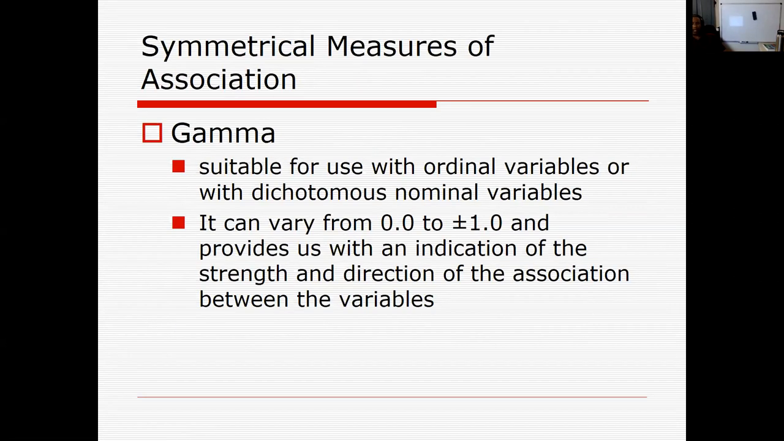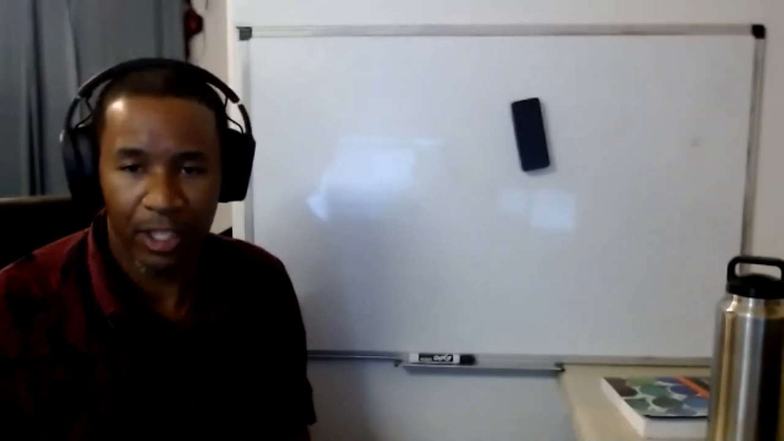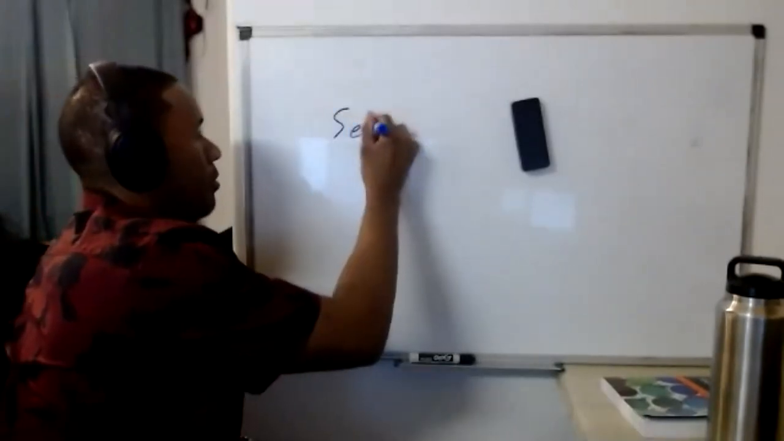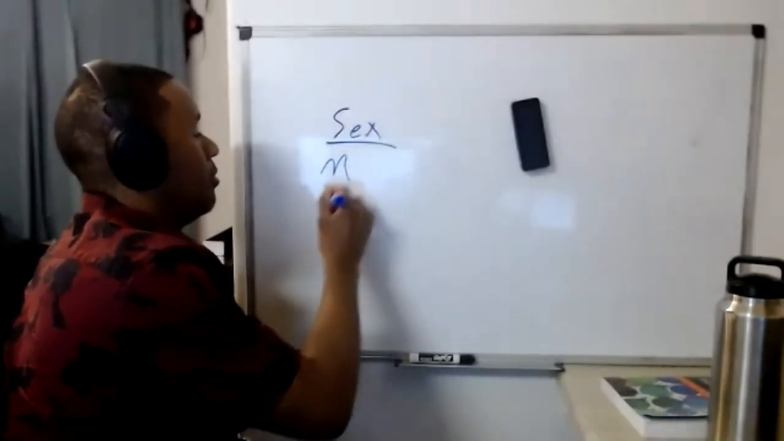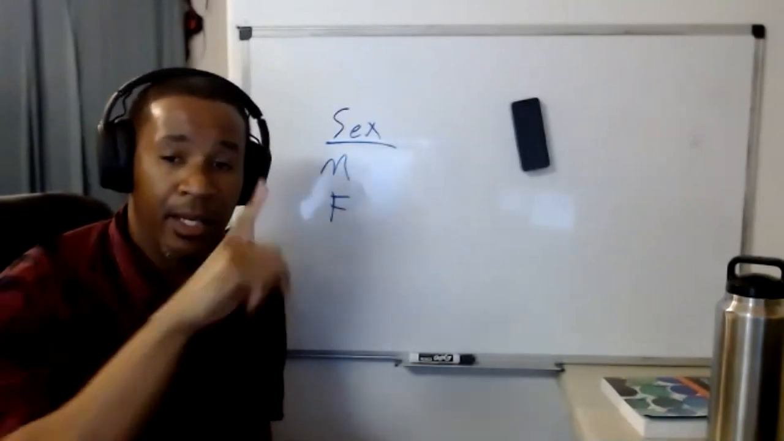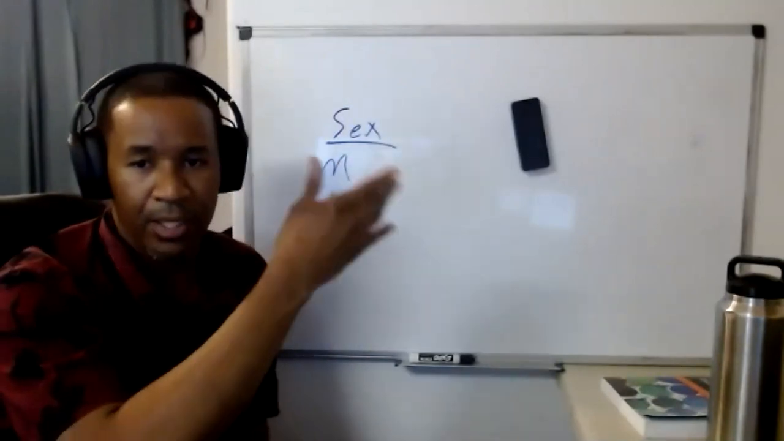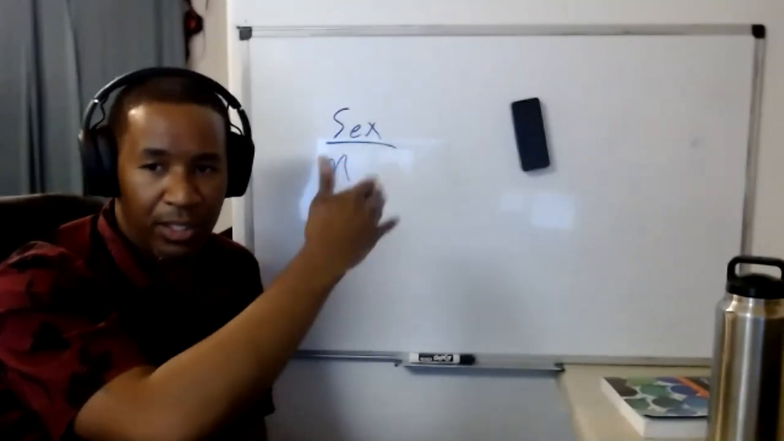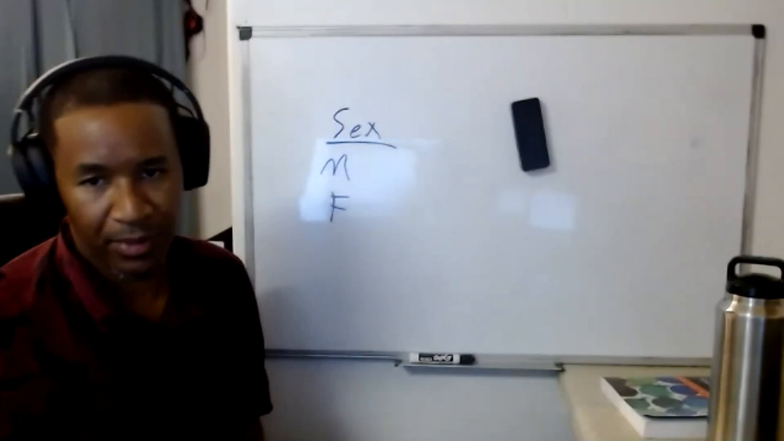Now, because this is pretty much the last slide, before we get out of here, let's talk about what a dichotomous nominal variable is. A dichotomous nominal variable is any nominal variable where there's only two options. For example, sex: males, females, two options, dichotomous, nominal. It's nominal, there's no logical order here, but because there's only two options, you can treat this as ordinal for the purpose of calculating gamma.